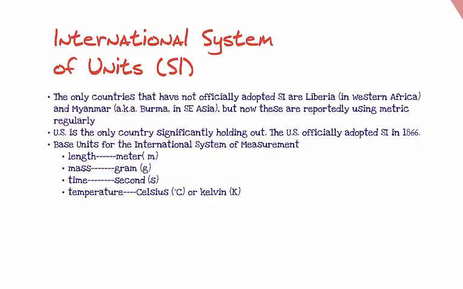But we did officially adopt the SI unit in 1866. It's just not really incorporated into our daily life. But in science, it is definitely the unit that we use in the United States and throughout the world. The base units for the International System of Measurement are length in meters, mass in grams, time in seconds, and temperature either in degrees Celsius or degrees Kelvin.